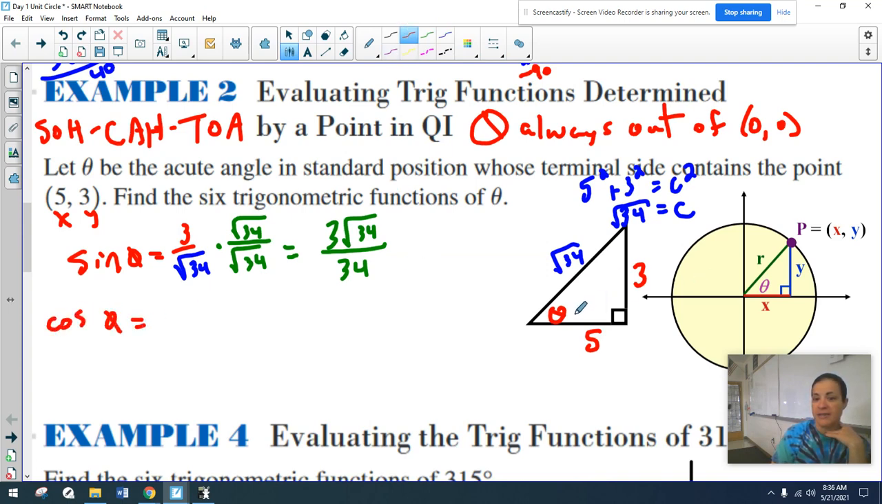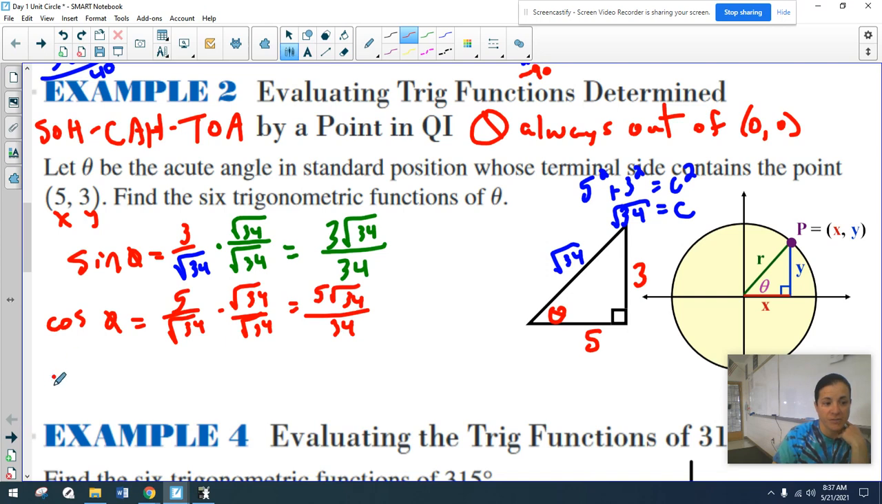So cosine is the adjacent, which is going to be the 5. So the adjacent over the hypotenuse. So it's almost the same thing here. So you're going to times by the square root of 34 over the square root of 34 again. So that's going to give me 5 square root of 34 over 34. And 5 over 34 doesn't reduce, so that's my cosine function.